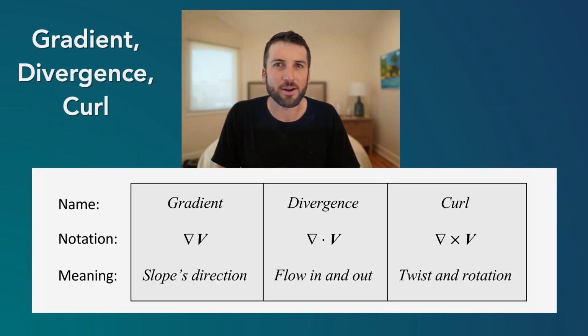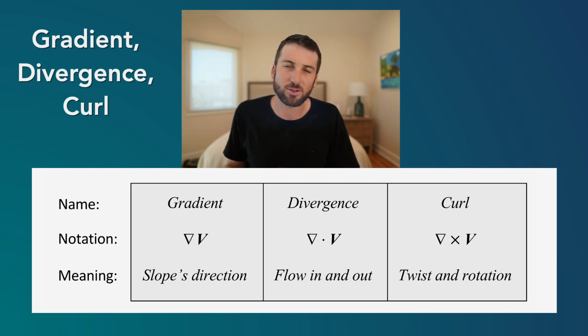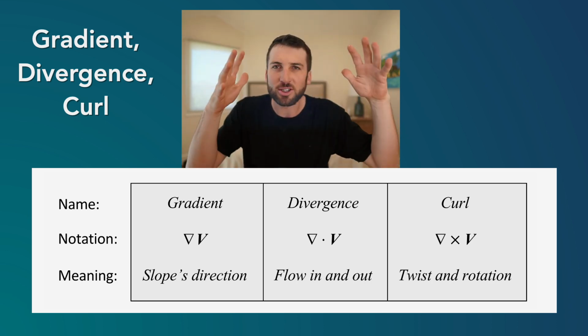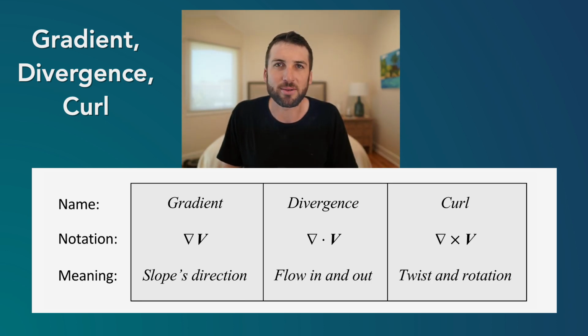So this del operator is used all the time in physics, and I want to describe 3 common ways it's used. One is the gradient, which we just saw, which is the slope of the direction. Imagine a vector field, which we call v. When you take the del operator right next to the vector field, that's called the gradient, the greatest increase of slope. And this vector field can describe 3 dimensions, something like f of x, y, and z.